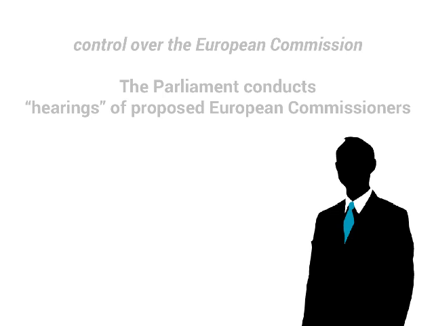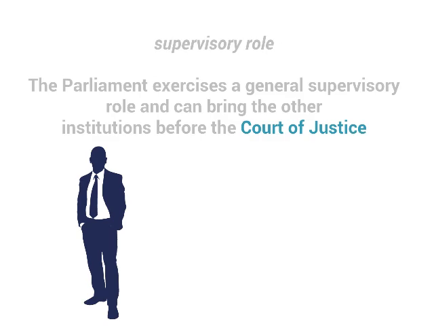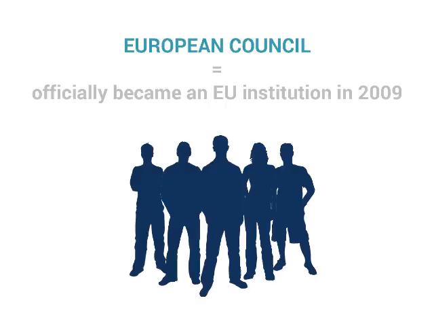Members of Parliament also have the right to ask questions of the European Commission as regards its activities and must receive reasoned replies to their questions. The final power of the Parliament is its supervisory role. The Parliament has a general supervisory role that can bring the other institutions before the Court of Justice if they fail, in the Parliament's opinion, to respect the laws and treaties governing the Union.